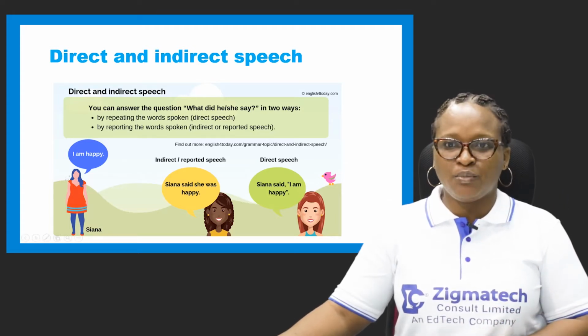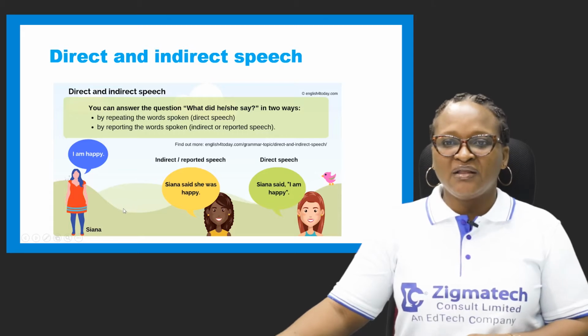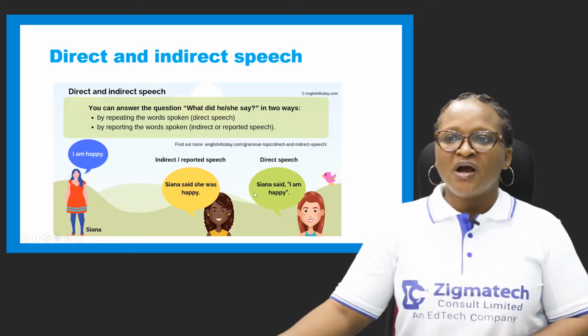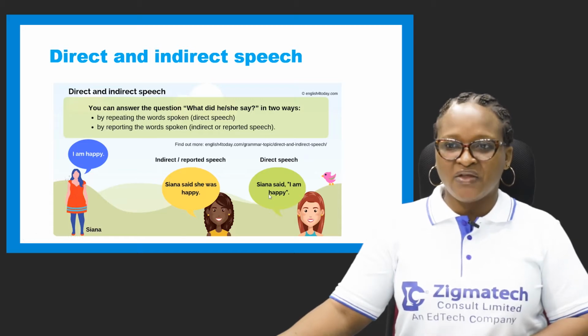Now, let's look at this example. It says, "I am happy." The lady here, Sienna, is saying, "I am happy." Now, we have someone who wants to give the exact words of Sienna.